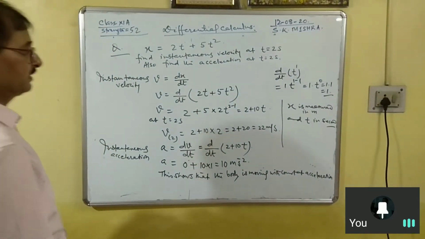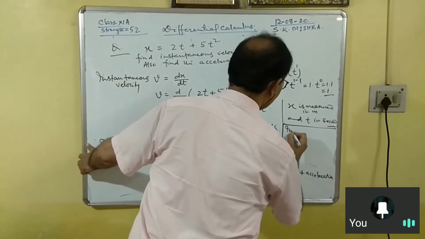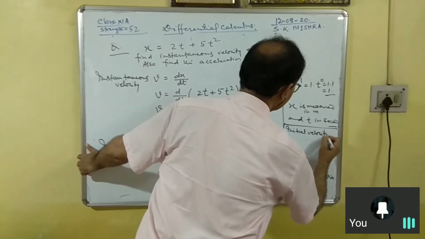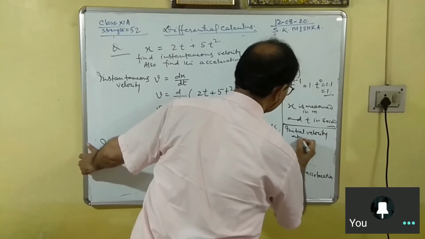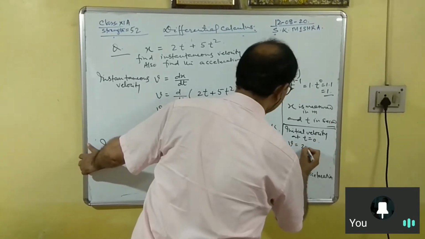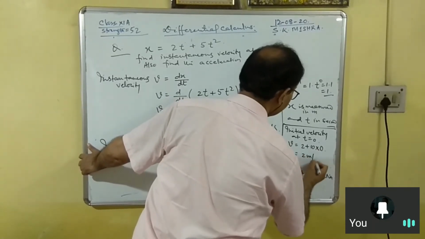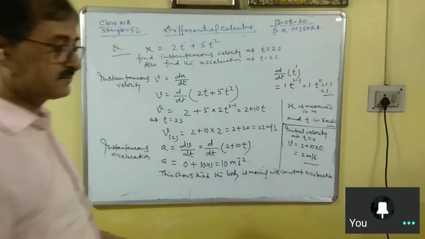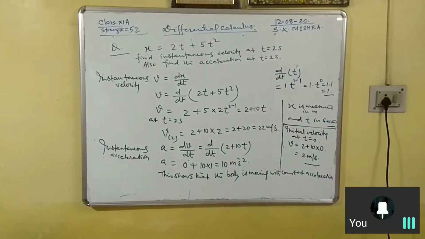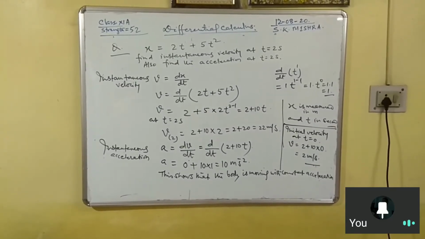I can do it somewhere at this place. Now initial, if you want to find initial velocity, so initial velocity means at t equals to 0, then v equals to 2 plus 10t, t is 0. So it is 2 meter per second only, is the initial velocity. Take the snapshot. I will, okay, very fast.